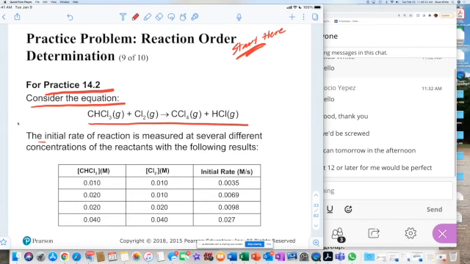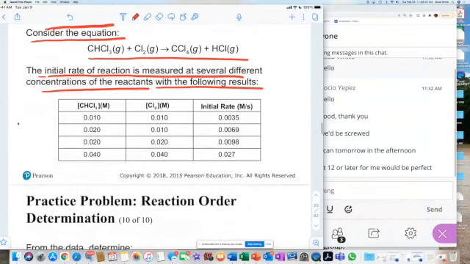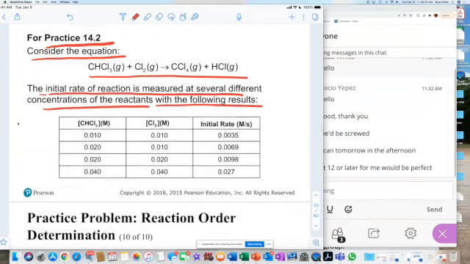Initial rate, we're going to be figuring out the reaction order, okay? The initial rate of the reaction is measured at several different concentrations of the reactants with the following results. So we have this balanced equation, right?